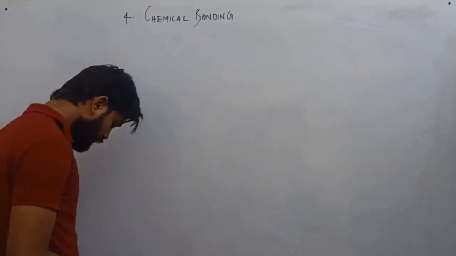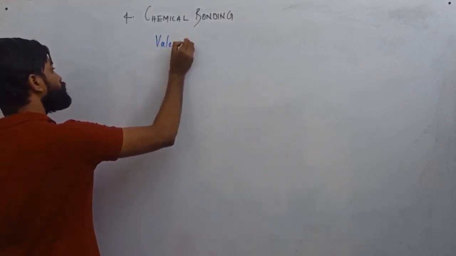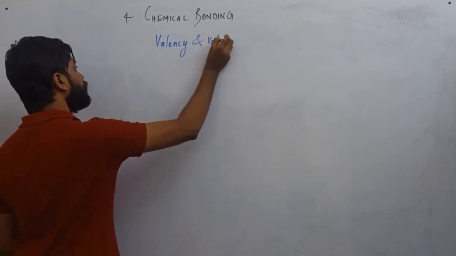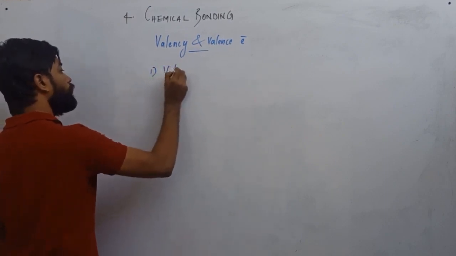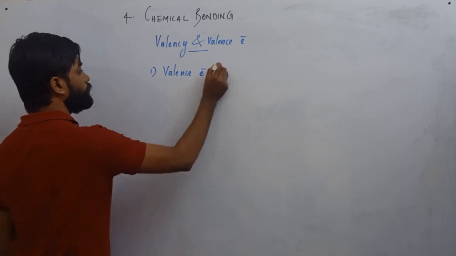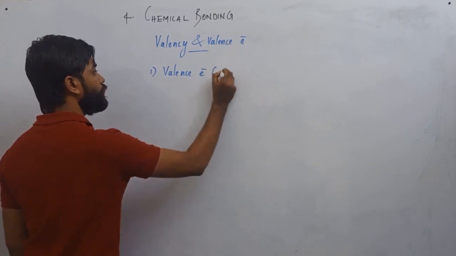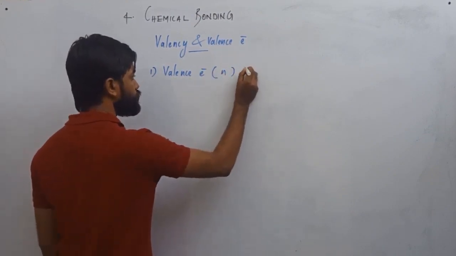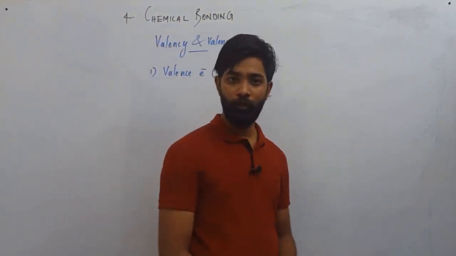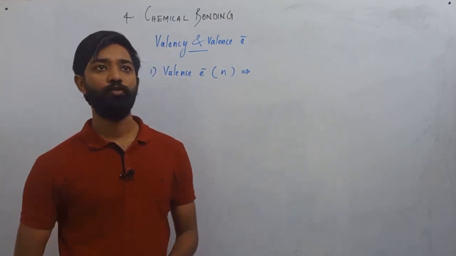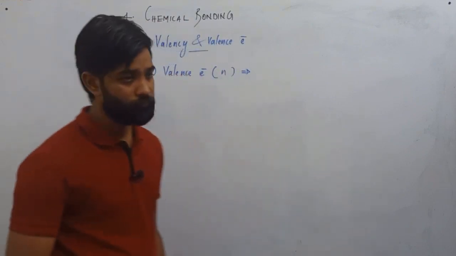So let me define the two terms, valency and valence electron. Number one, valence electron, let it be small n. So define that. What is a valence electron? It is the outermost electron present in an atom. So write down: it is the outermost electron which is present in an atom.